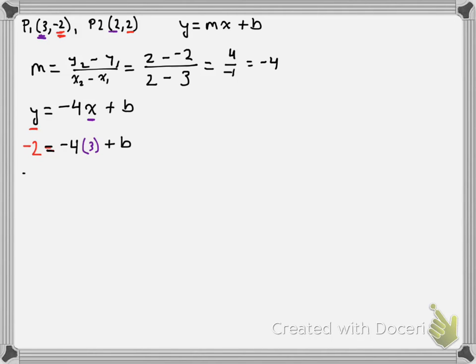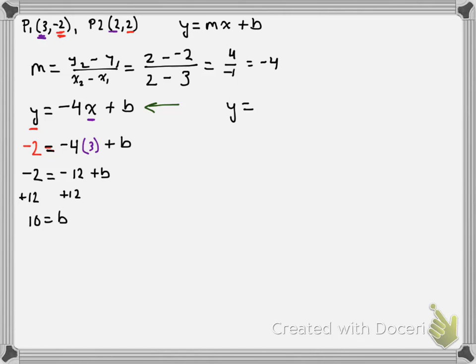So if I go ahead and solve, I've got -2 is equal to -12 plus b. Adding 12 to both sides of my equation to isolate the b, I have 10 is equal to b. So now I've got my y-intercept. I already know my slope. If we come right back up here to this equation, I'm going to highlight in green. All I need to do is substitute my y-intercept back in there for b. So my equation in slope-intercept form is going to look like this.